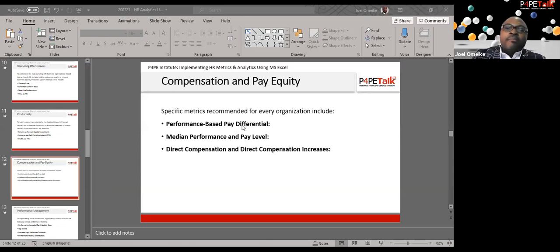So the first conversation was on performance-based pay differential. My explanation is there are some organizations that pay bonus, that pay performance pay to staff based on the results they have produced. If you operate in that kind of organization, I gave two examples, staff A and staff B. Staff A scored 90% performance. Staff B scored 60% performance. Are you following? They paid a bonus of 200,000 to staff A and 150,000 to staff B. That's the bonus that was paid to these two individuals.